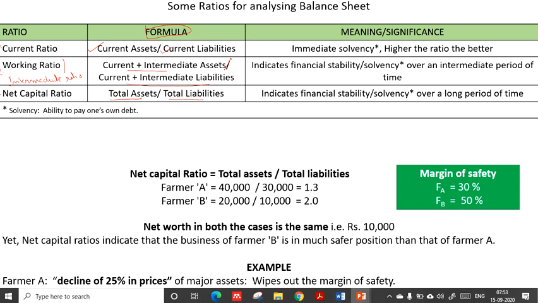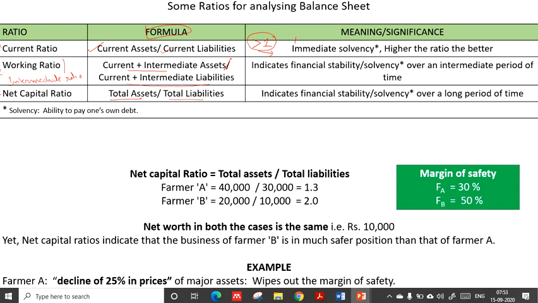Now what does it show? The current ratio will show you immediate solvency. Its value should always be more than 1. If it is more than 1 or higher, that means your farm is doing very well. The value of current assets is much more than current liabilities. It shows immediate solvency.